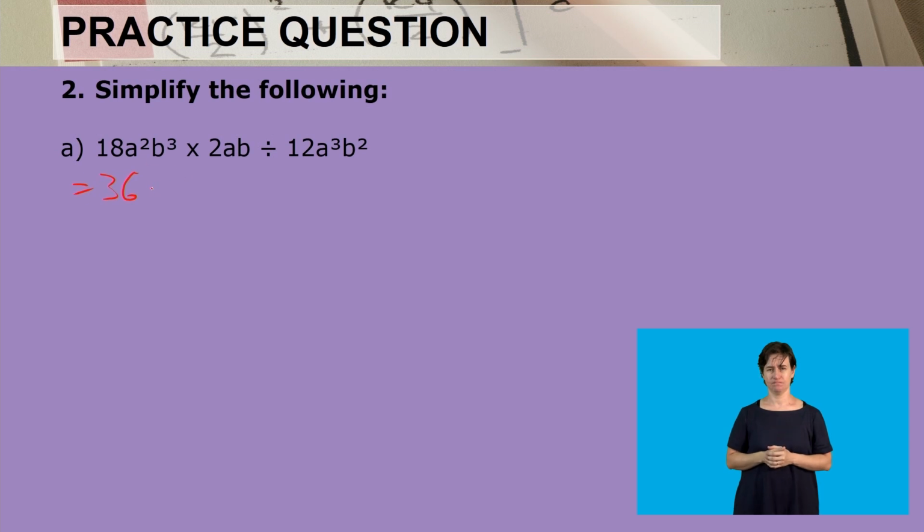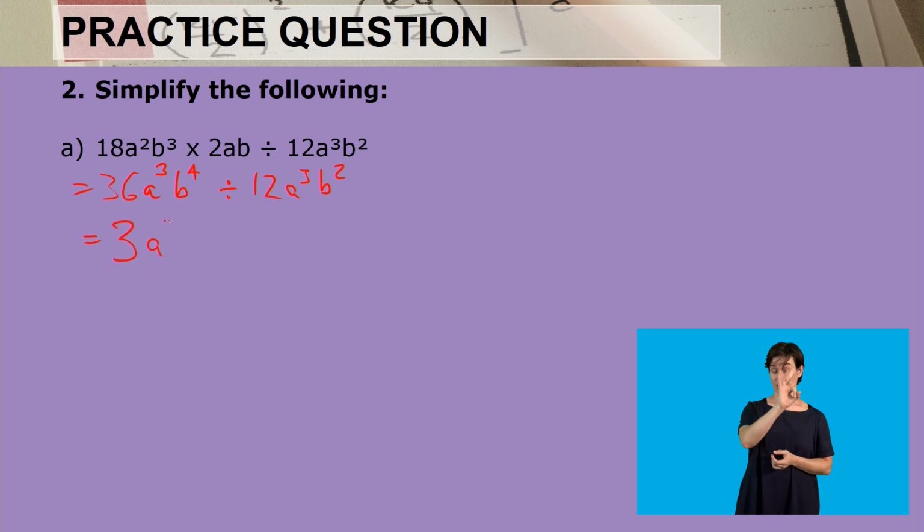a squared and a would be a to the exponent 3. Remember, when we multiply similar bases, we add the exponents. So it would be a to the exponent 3, and then b cubed multiplied by b would be b to the exponent 4. And then now we can divide by 12a cubed b squared.